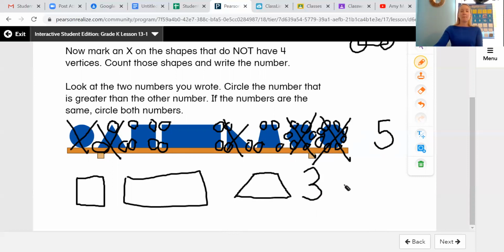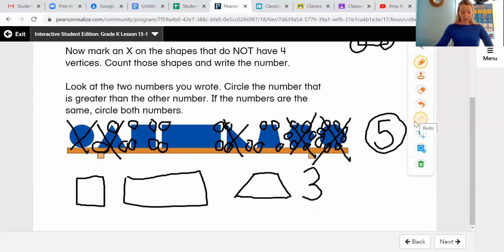Greater than is more than or bigger. Which number is bigger, 3 or 5? 3 or 5. You got it. 5 is greater than 3, so circle the 5.